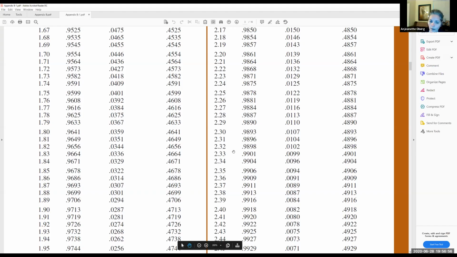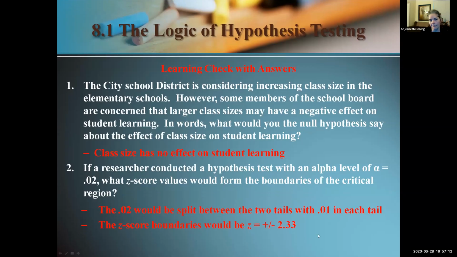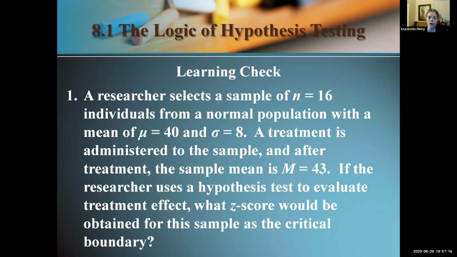So the z-score would be, and you get to decide which one you want to go with, I'd probably go with 2.33. And then I'm going to take you back to our lecture. And so here you go, 2.33. Make sense? Okay, one more learning check, so go ahead and hit pause.